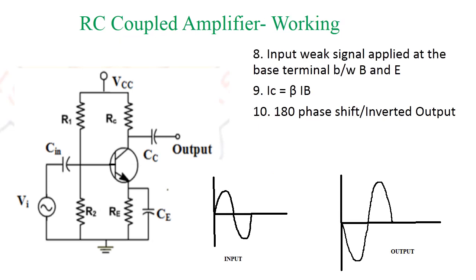Next we can see the working of RC coupled amplifier. As I said, the amplifier is used to amplify a very small signal or a weak signal Vi, and you will get an amplified or a strong signal at the output side. So the input weak signal which is to be amplified is applied at the base terminal, between the base and emitter. In the diagram, the input weak signal is Vi.